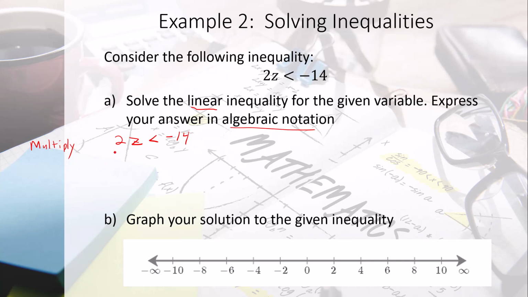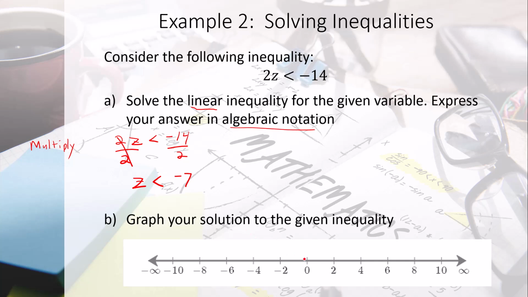And what we're going to do is basically multiply both sides by 1/2, or divide both sides by 2. I want to divide this by 2 to make the coefficient 1, and I need to divide by 2 here. And if I do, these cancel. I have z, and then over here I have negative 14 divided by 2. That is going to be negative 7. Since I'm dividing by a positive number, the direction never changes, and this is my solution.